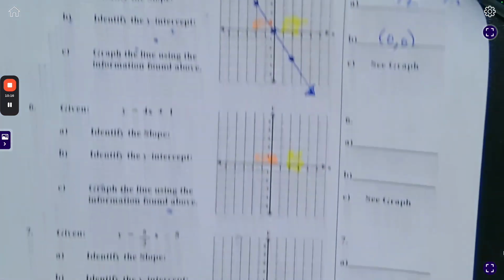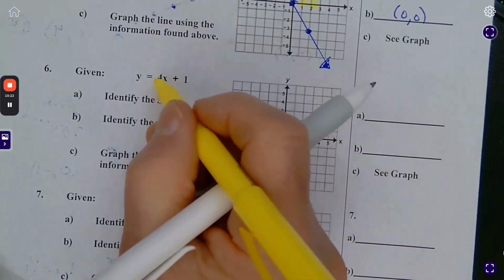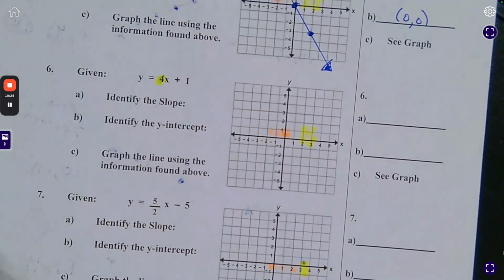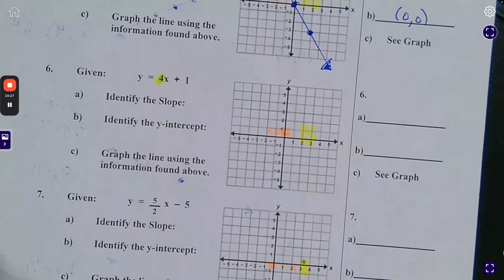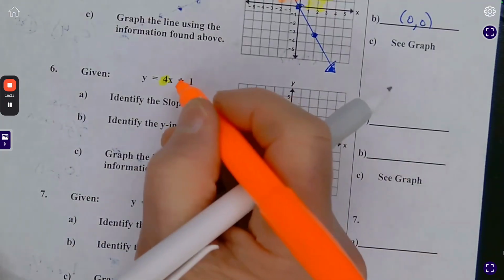All right, that was fun. Okay, here's another one, another little twist. Look at the number in front of x. It's a 4, no fraction. It's just an integer, right? And the y-intercept is 1.